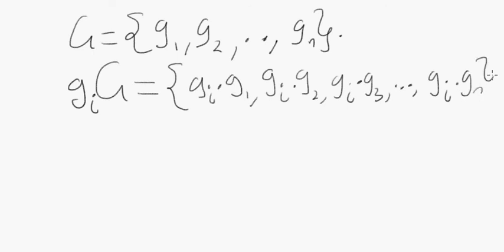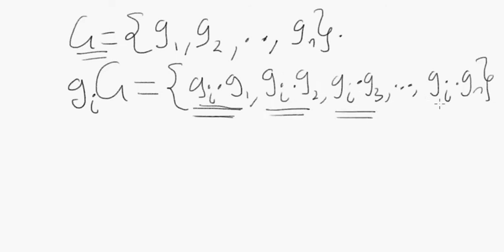So notice if G is a group, then Gi times G1 is going to be an element of the group, because groups are closed under the operation of multiplication, so under the operation of the group. So Gi times G1 is a group element. Gi times G2 is a group element.